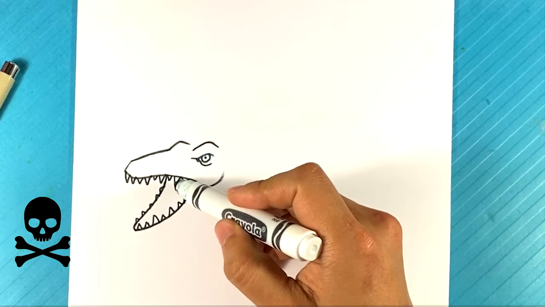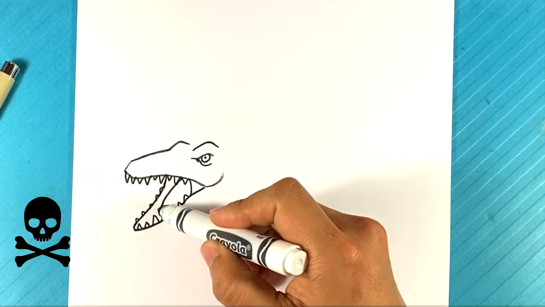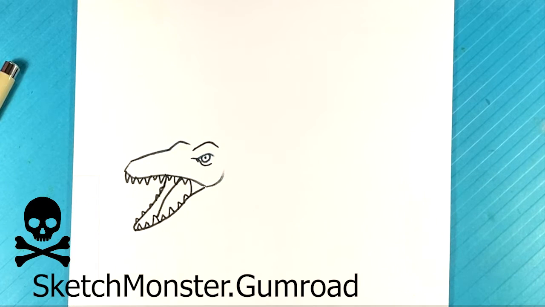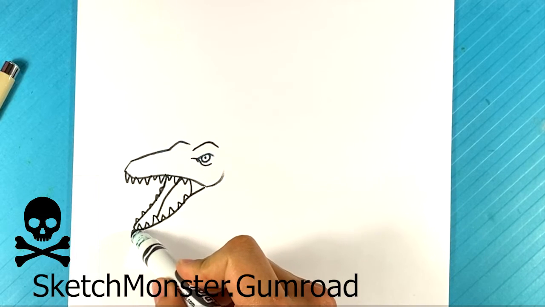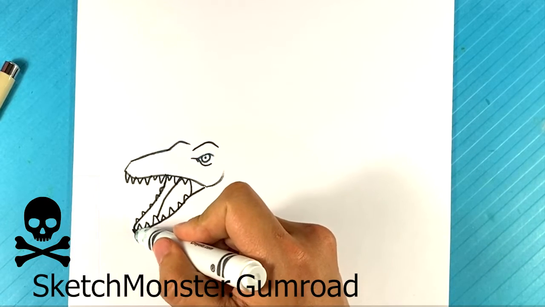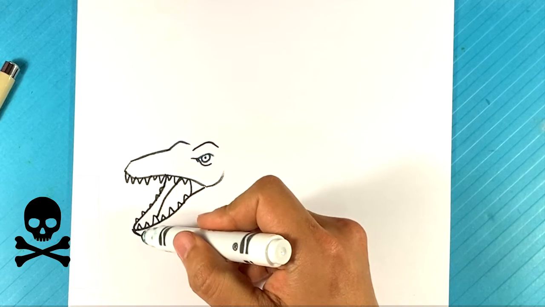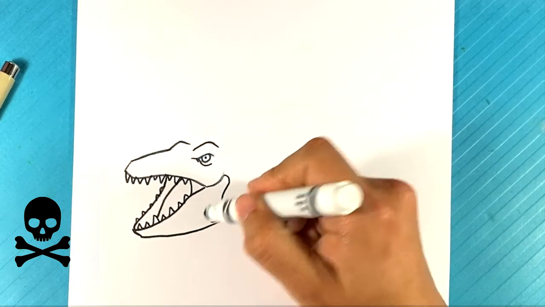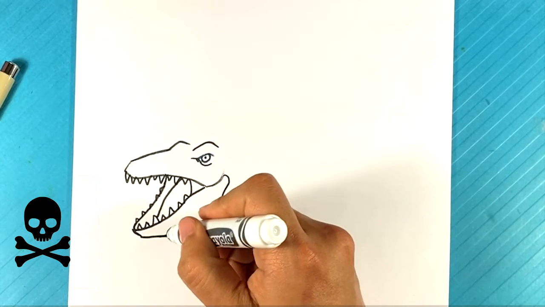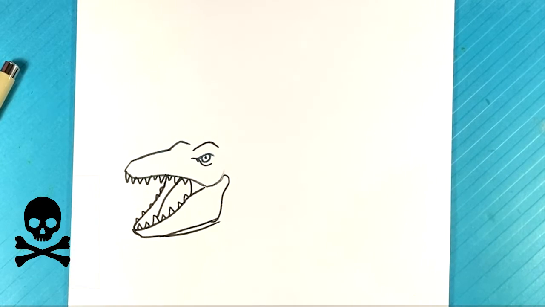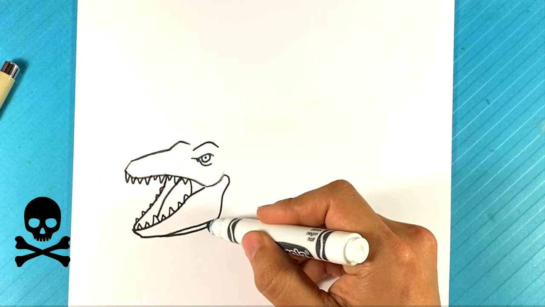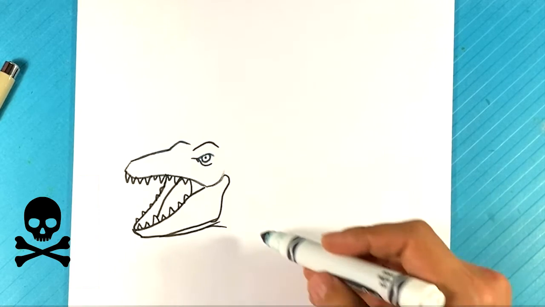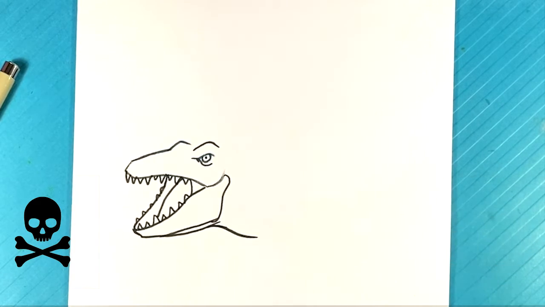Let's draw a curved line from here, from the inside of the mouth here, to show that the tongue is in there. Right on. Let's go over here to the bottom of the mouth. Line down. Curve underneath. And back of the jaw here. Right there. Line over here. And we're going to go into the curve of the body.